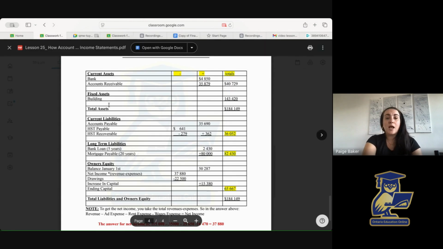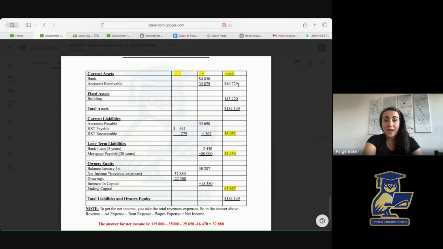And so now I can add my current assets and my fixed assets together to get a total asset number of $184,149.